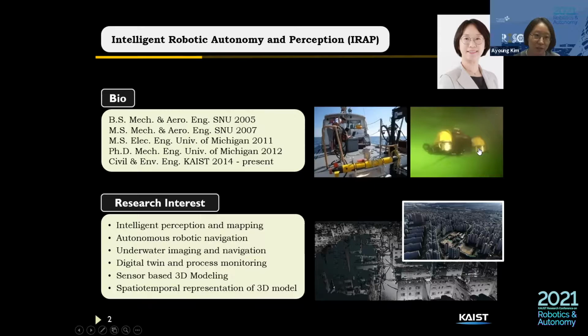Then I joined KAIST in 2014, in the Department of Civil and Environmental Engineering. Ever since I joined, I was thinking I could do a lot of work on infrastructure, because for a lot of infrastructures like dams or bridges, a portion is in water. I'm actually doing half and half. Half of my work is still underwater, and half is urban, like surveying or construction site monitoring, that kind of thing.